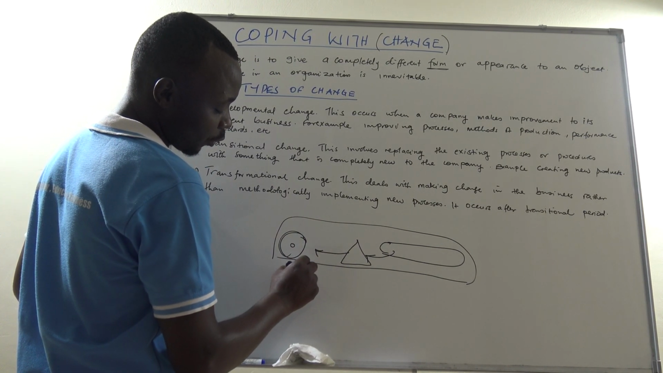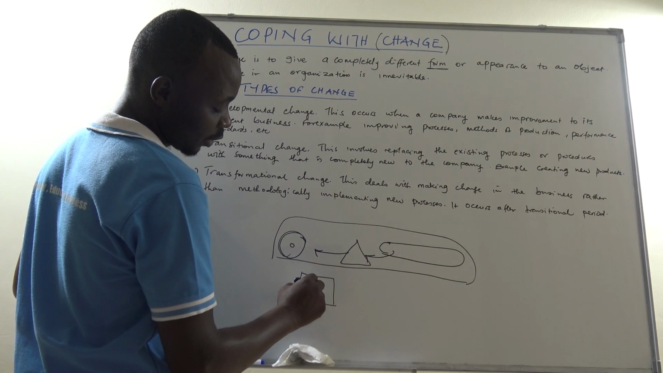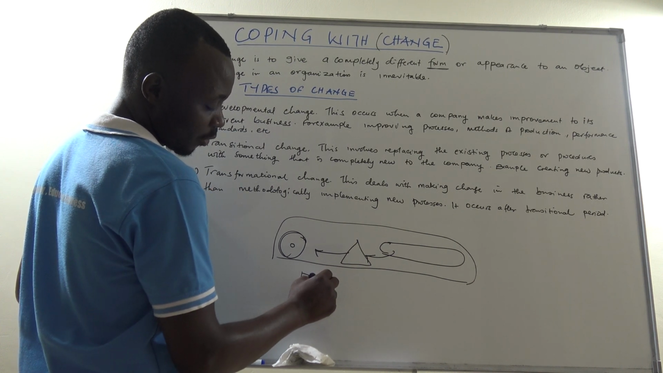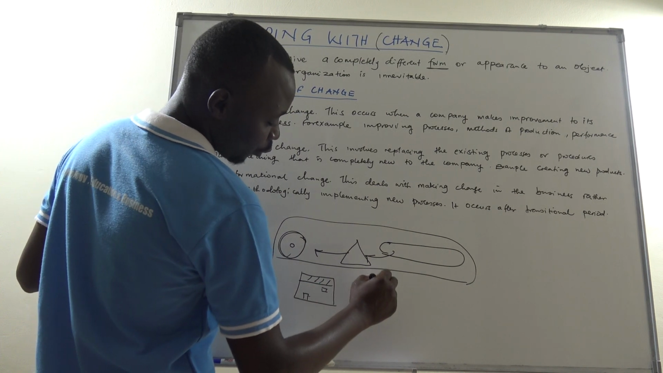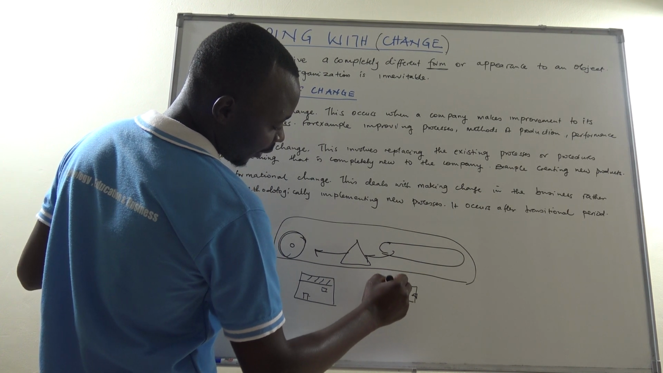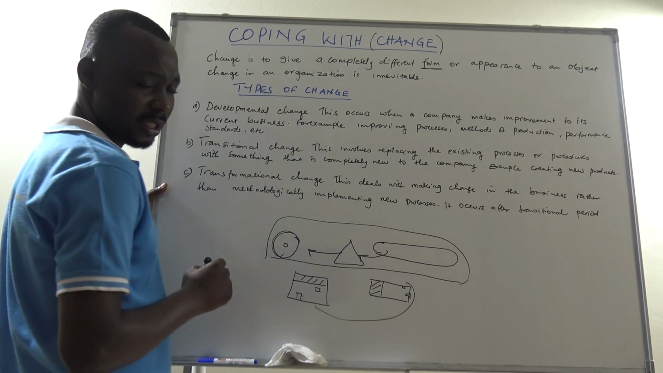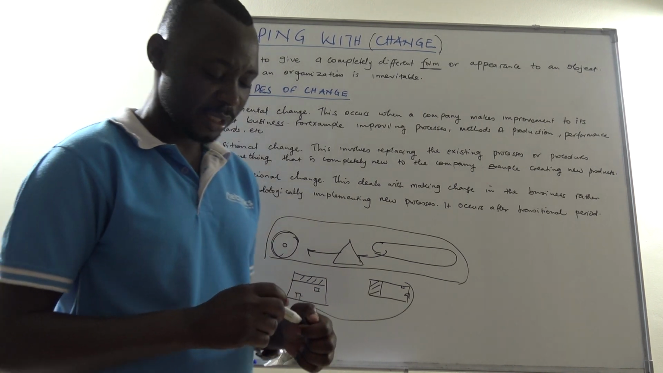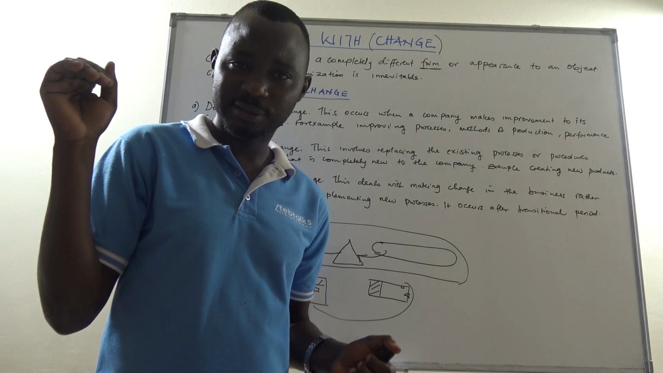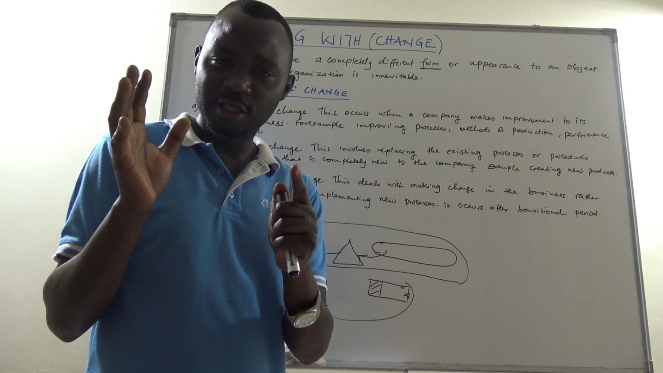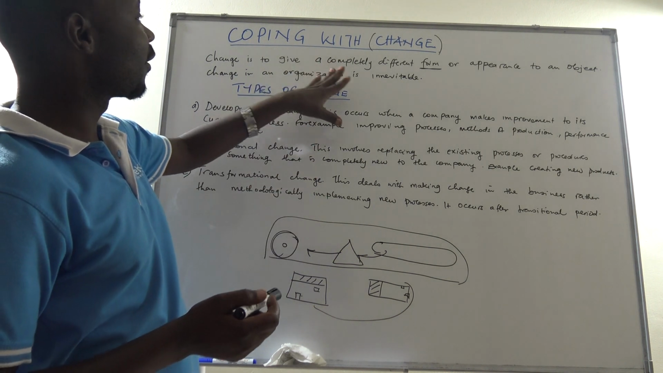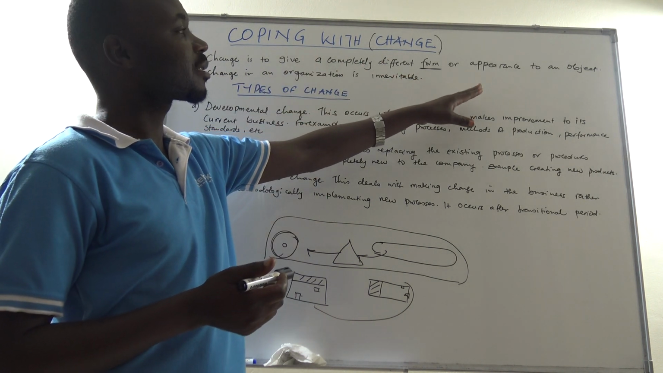If you constructed your house and it is of this shape, this is the door, this is the window, and then you change it, it looks like this. This is the door, this is the window, and the roofing is here. So you have changed it. I don't know whether you're getting what I'm saying. Change is all about bringing a difference, changing something into another look. That's why we say giving a completely different form or appearance to an object.